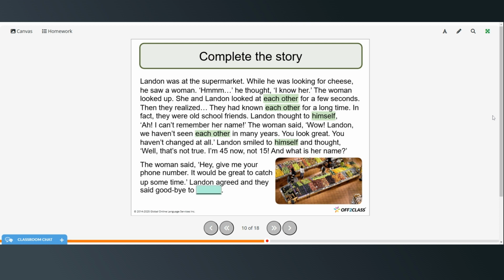The woman said, Hey, give me your phone number. It would be great to catch up sometime. Landon agreed, and they said goodbye to each other.